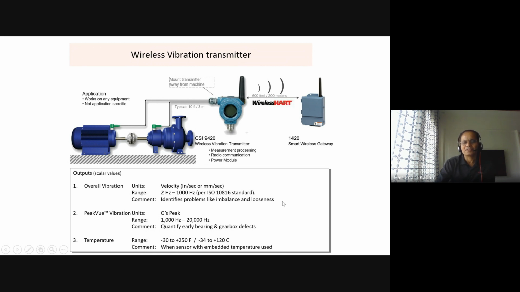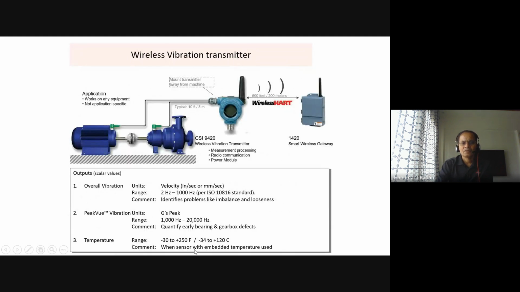identifies problems like imbalance and looseness. Means if the range of the frequency is between 2 hertz to 1000 hertz as per standard, the problem is imbalance or looseness of the bolt, means these foundation bolts or casing loose. Peak value vibration unit 1000 to 20000 hertz. It is used to quantify early bearing or gearbox defects in this bearing or gearbox. These are the bearings inside.